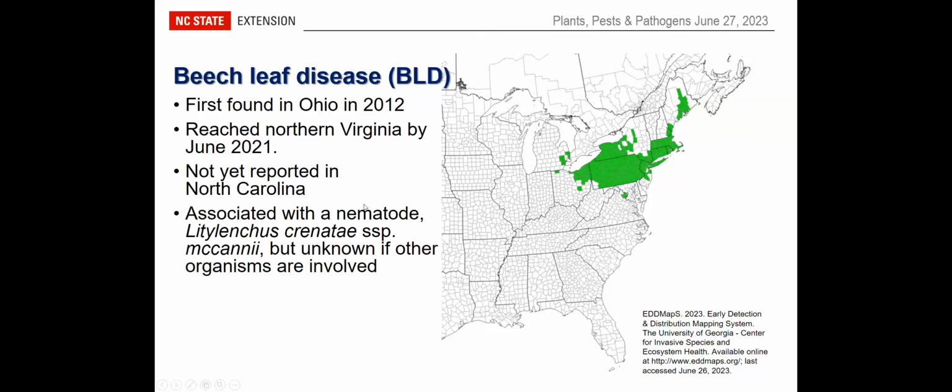It's associated with infection by a nematode, Litylenchus crenatae. It's not the Litylenchus crenatae that occurs in Japan, though, so they realized it was different and have called it a subspecies, mccannii. Unfortunately, we don't really know if the nematode is the only cause, because it's been found that you could have a nematode present and not have disease. So are there some other microorganisms associated with it that are really needed for the disease to occur? We don't know at this point.